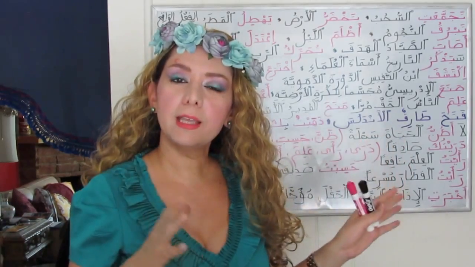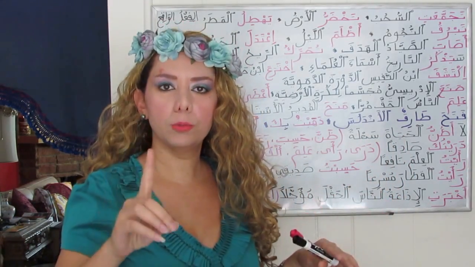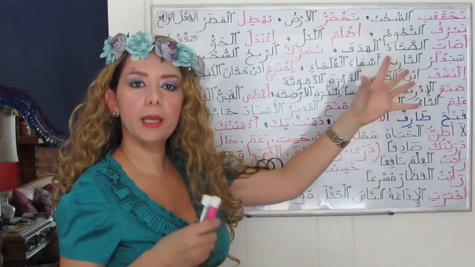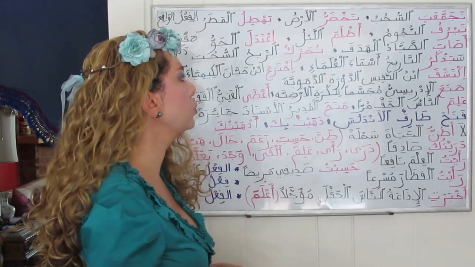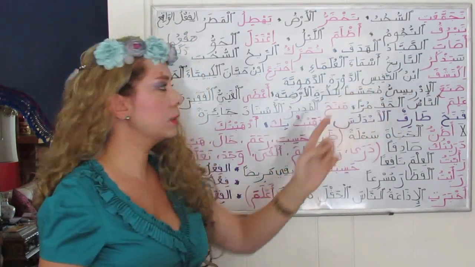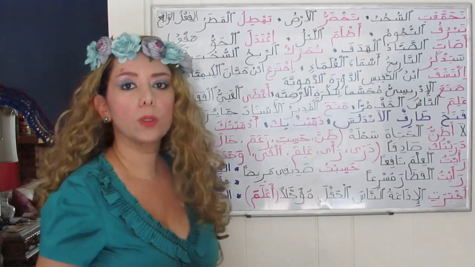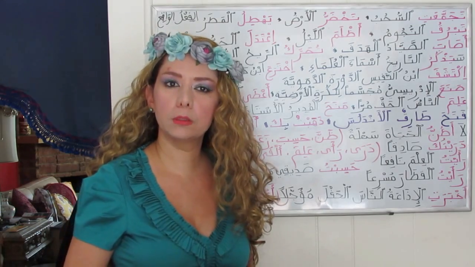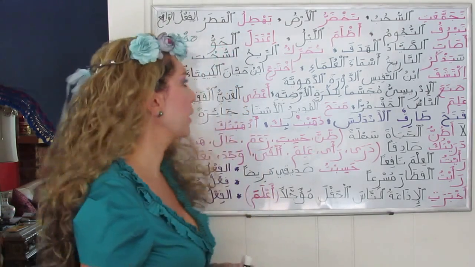So with these examples, we have just one object. These kind of verbs are able to take one object: أصاب, حرك, ذكر, اخترع, اكتشف. So what about two objects? What kind of verbs are able to have two objects?